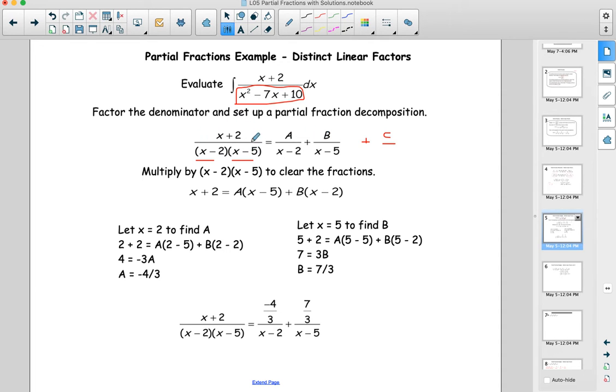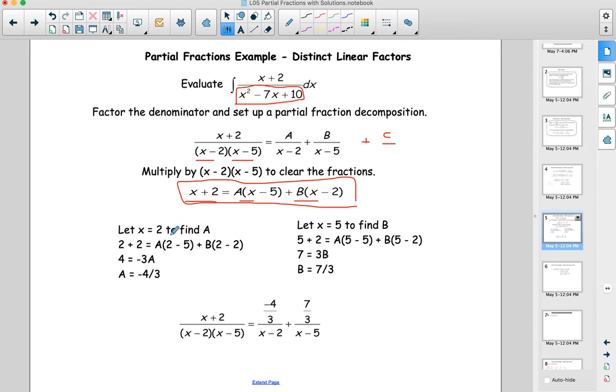And what will happen on this side, I will be left with x plus 2. And on this side, I'm going to get a times x minus 5 here, and I will get b times x minus 2. So that took us to here, and this is the equation we're going to work with. If I want to determine what a is, then I would allow x to be 2, because then this would drop out. So the first thing I'm going to do is let x equal 2 so I can find a.